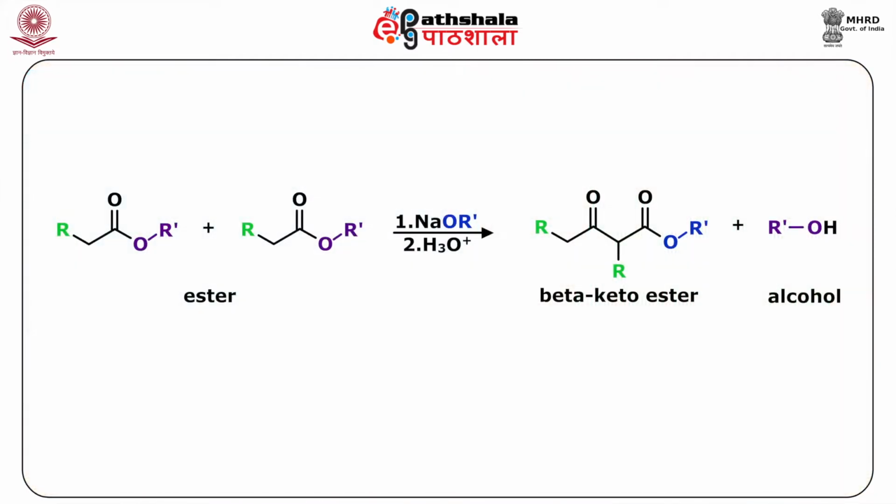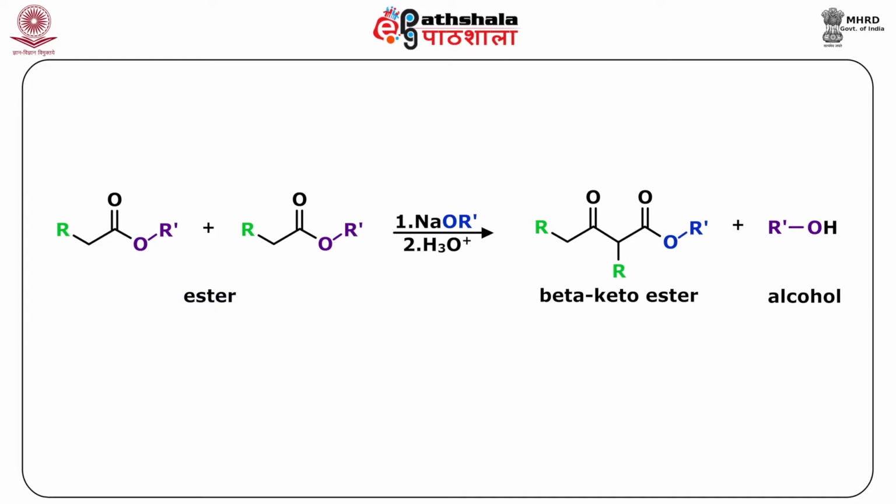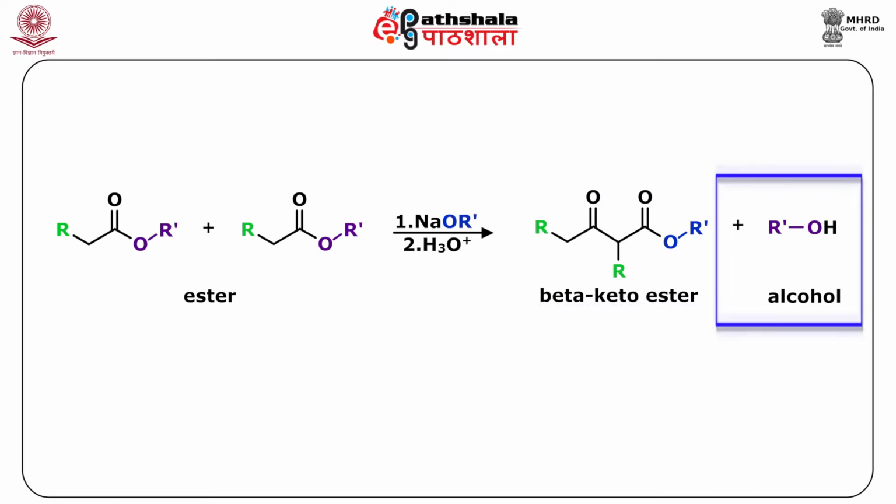Here you can see the general reaction, and this reaction is named after Rainer Ludwig Claisen. The Claisen condensation is a carbon-carbon bond forming reaction that occurs between two esters, as you can see here, in the presence of sodium alkoxide as base, resulting in beta keto esters. Obviously, you can notice here that alcohol is the byproduct.